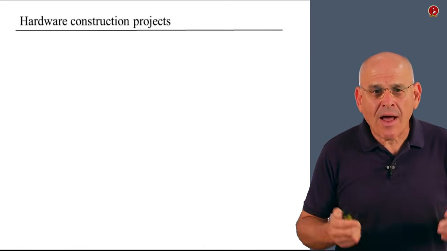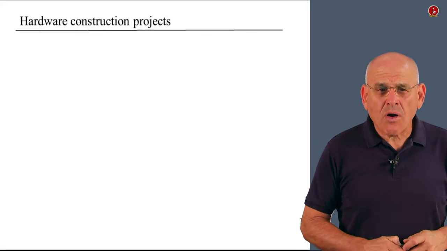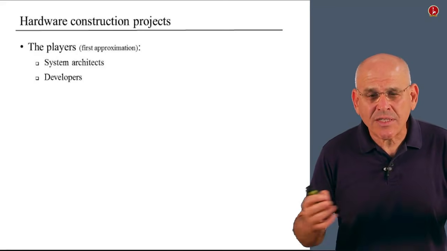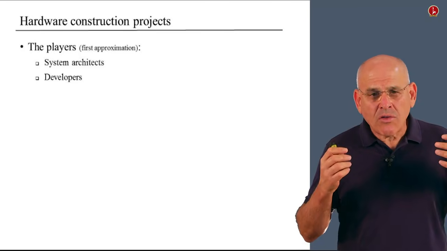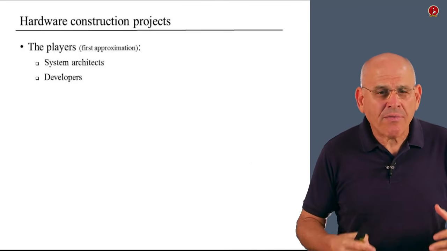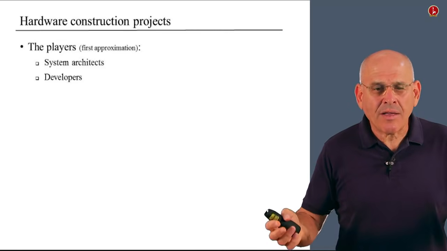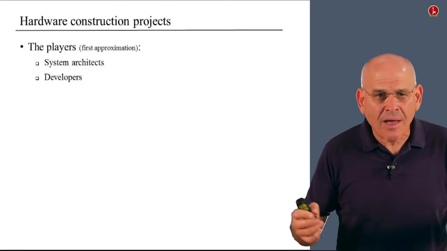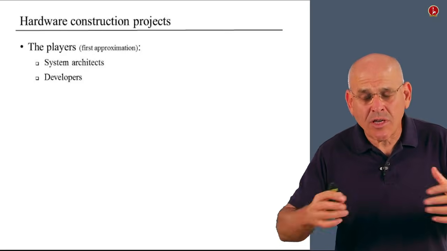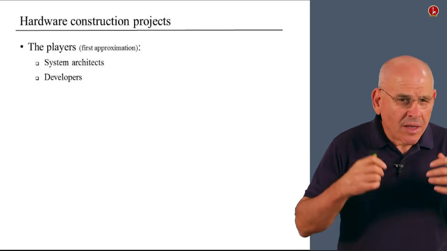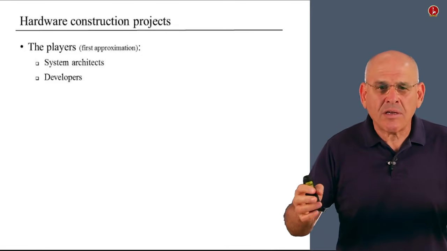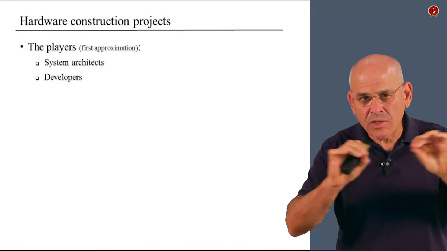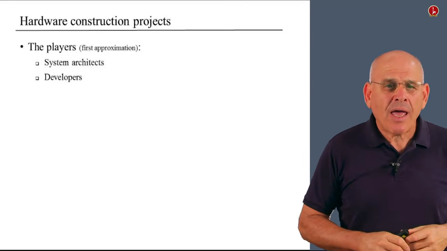I want to go on and talk about how we actually carry out hardware construction projects. The cast of characters in any hardware construction project consists of several players, of which I would like to talk about two. First, we have the system architect. The system architect is the person who is told, go build a chip that supports a certain function of a digital camera or something like that, or go build a chip that monitors a certain medical device. So the architect has the exact user-level specifications of the chip.